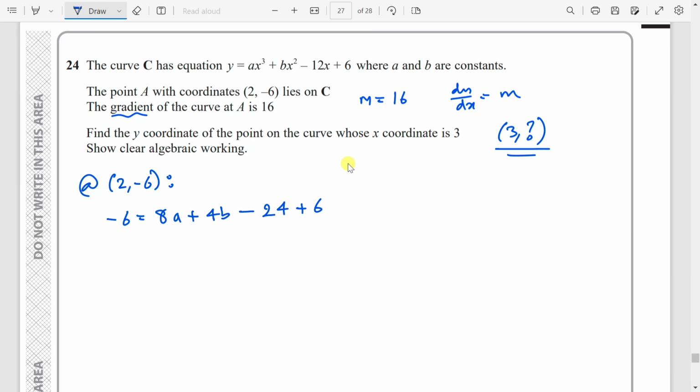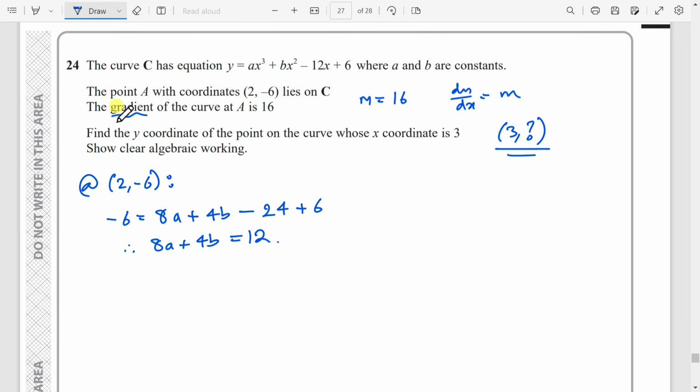So I'm going to make it all equal to 0. So you're going to have 8a plus 4b, and just collect everything. So you got minus 24 plus 6, and then you're going to add 6 again across. It should reduce to minus 12. In fact, I'm going to move the other side. I'll make it equal to 12. So that looks like we're going to have simultaneous equations here.